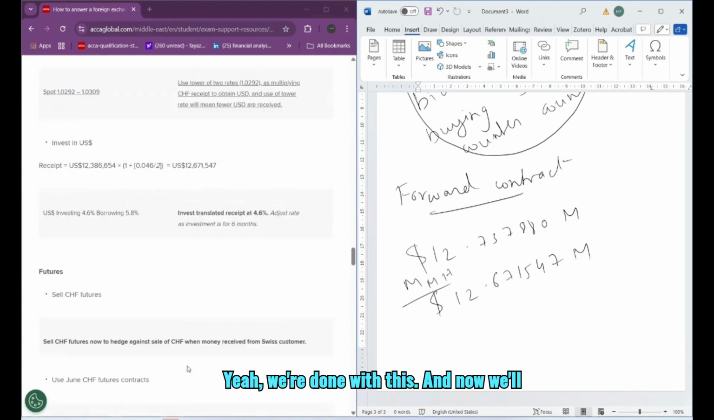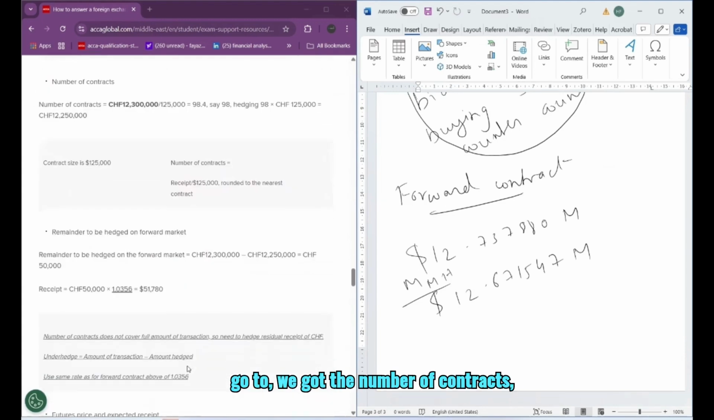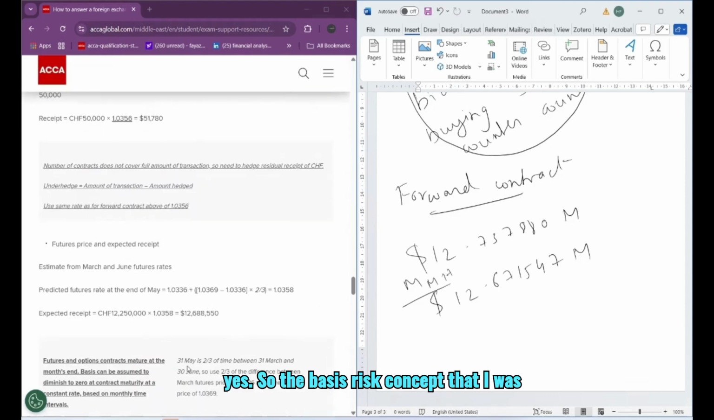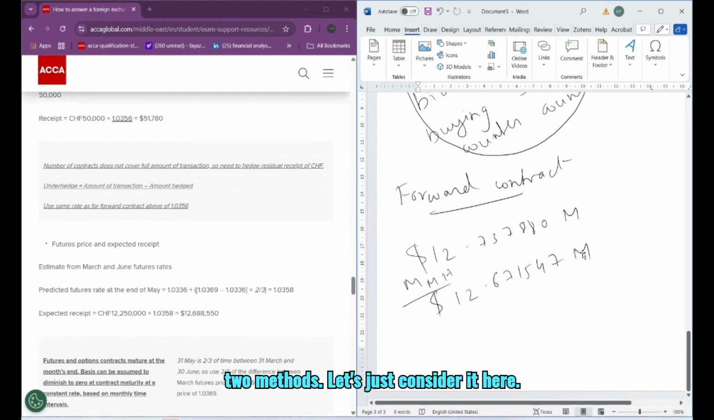Yeah, we are done with this, and now we'll go to the number of contracts, okay, 98, and now we are going to consider the basis risk concept that I was talking about. Usually people end up making mistakes in this, but let's just simplify it very much for you. My March futures, they have done it using two methods. Let's just consider it here.